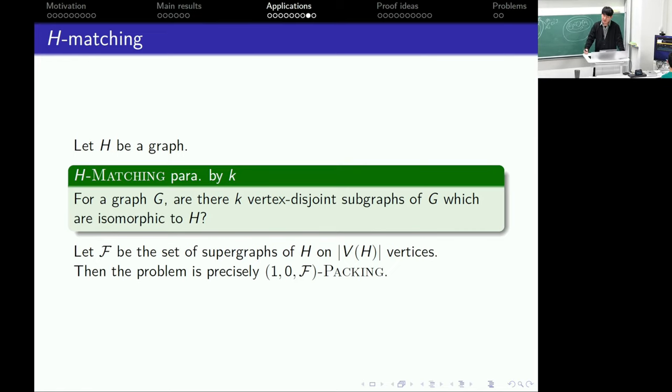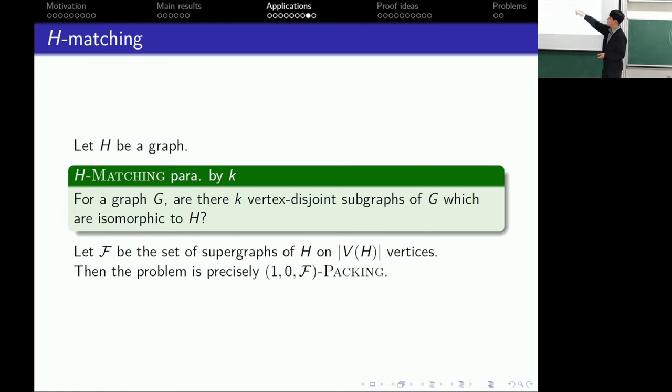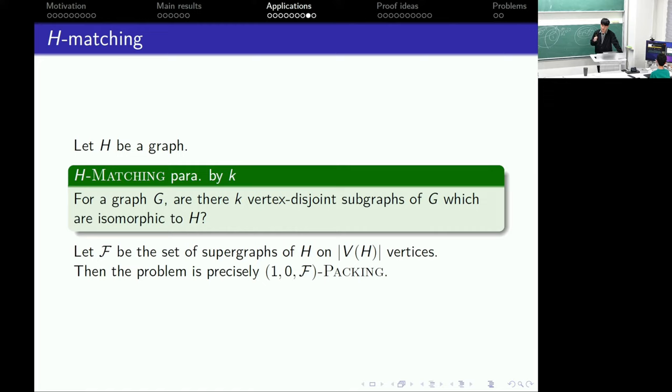And there is a further generalization of this matching problem. It's called H-matching. This is nothing but k pairwise disjoint subgraphs, where each subgraph is isomorphic to H. So we can also write this problem in our setting. By taking F as the set of all supergraphs of H on the same number of vertices, we can write that problem as a (1, 0, F)-packing problem. Because if we hit some H as a subgraph, that means we hit some supergraph of H as an induced subgraph.